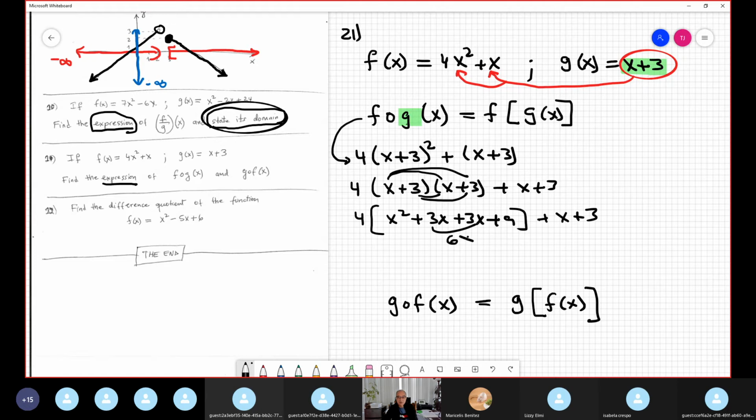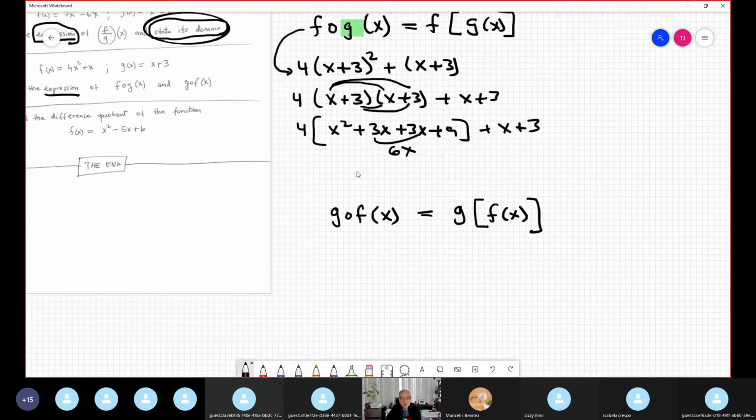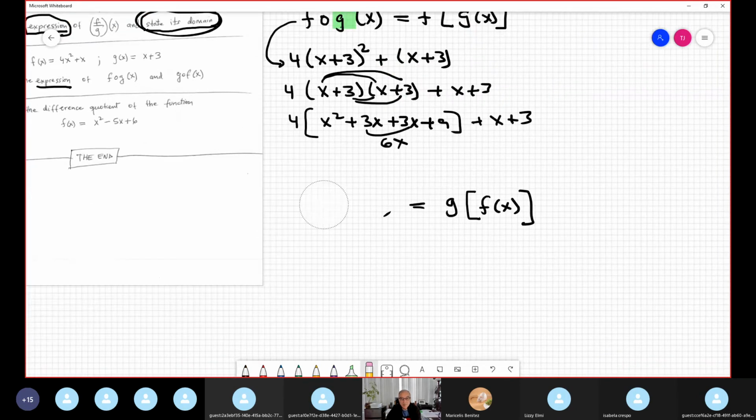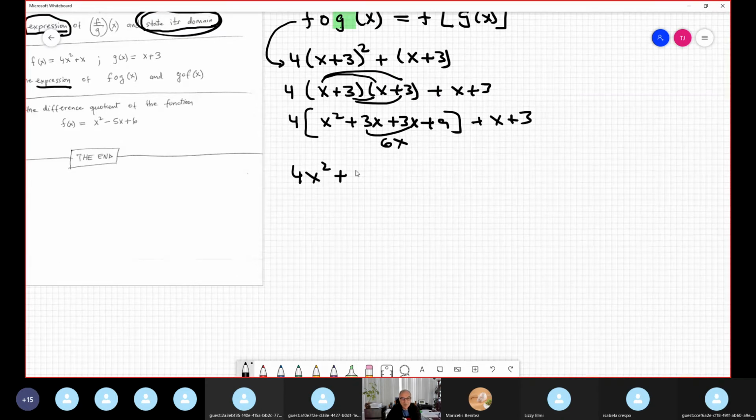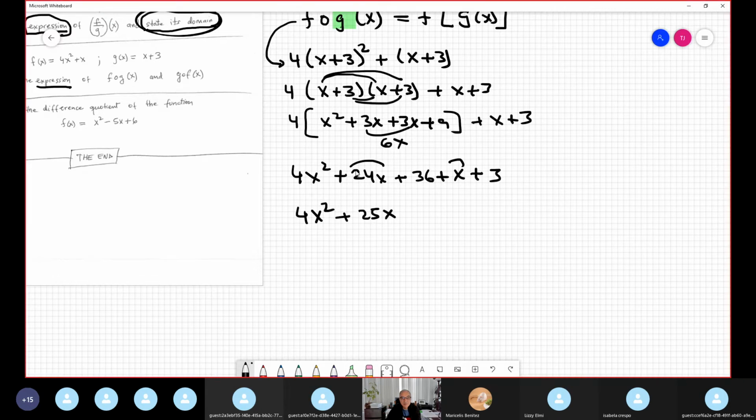This is 6x, now distributed is 4. Let me erase that part. 4x squared plus 24x, no? Where do I get 24 from? 4 times 6, x, plus 36 plus x plus 3. Finally, combine like terms. This and this is 25x. And this and this is 39. And this is the expression that represents f composition g.